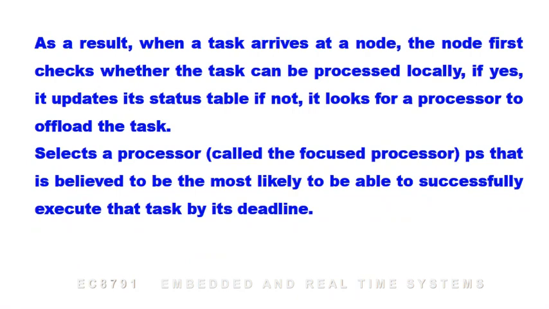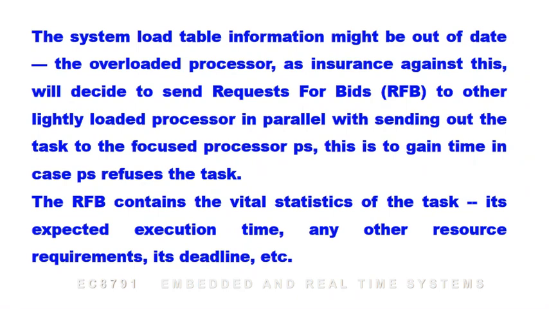As a result, when a task arrives at a node, the node first checks whether the task can be processed locally. If yes, it updates its status table. If not, it looks for a processor to offload the task. It selects a processor, called the focused processor Ps, that is believed to be the most likely to be able to successfully execute that task by its deadline. The system load table information might be out of date.